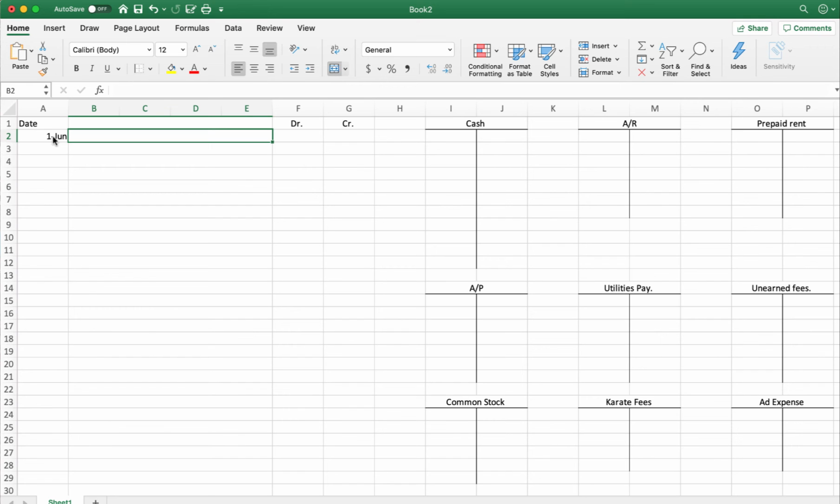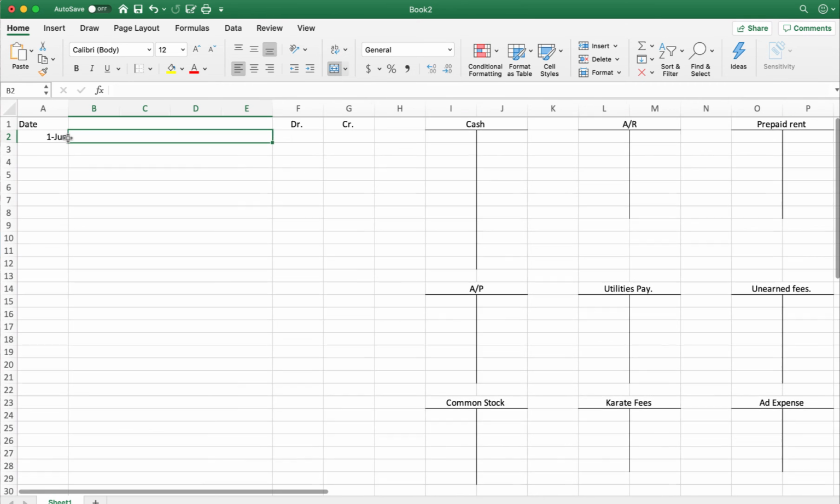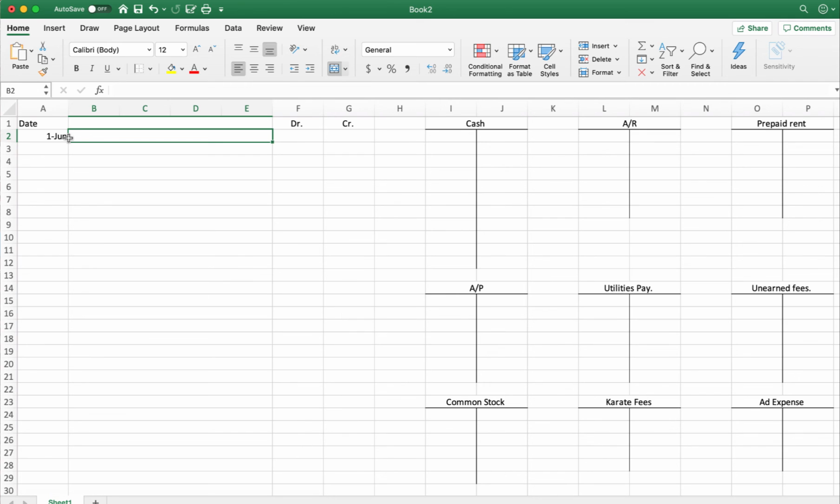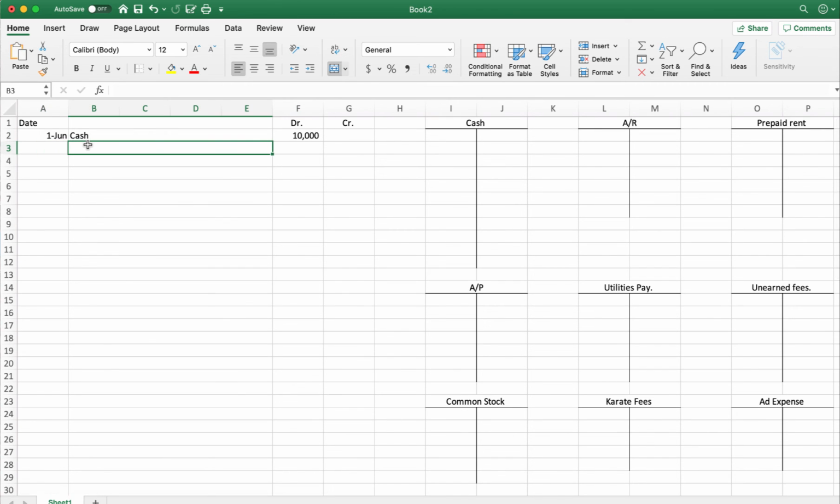So, what do we debit? What do we credit? Well, let's pick cash. Cash is an asset. Assets increase with the debit. I'm debiting cash. For how much? $10,000. What's my credit? Well, I need to credit common stock. Common stock increases with the credit, decreases with the debit. In this example, my common stock is going up, so I need to credit it.